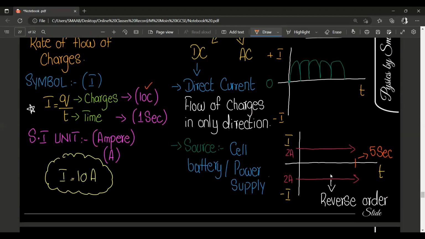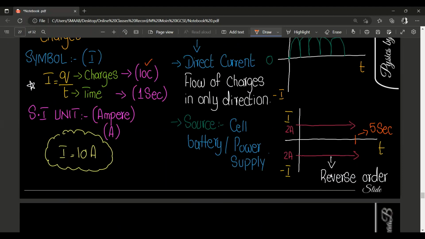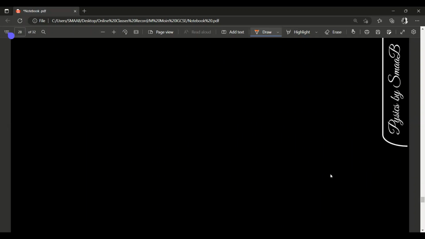So that is the symbol of electric current and that is the graphical representation of DC. And now if we discuss AC, there must be some difference. That's why these two categories are different from each other. So if we start discussing AC, the full form of AC is alternating current. And by the word alternating, we mean that the direction of the current is continuously changing, right?